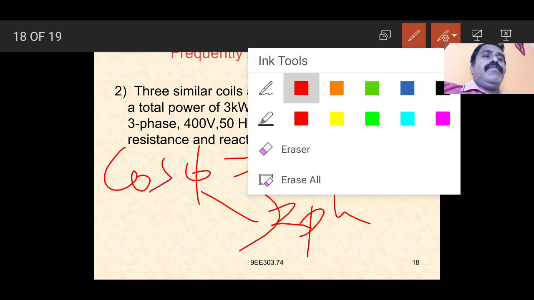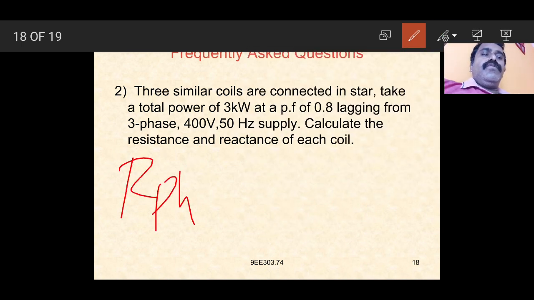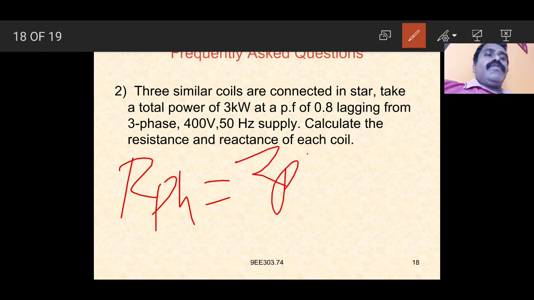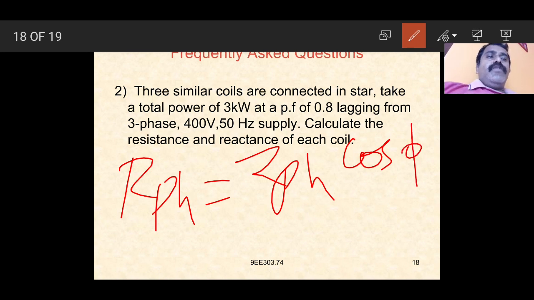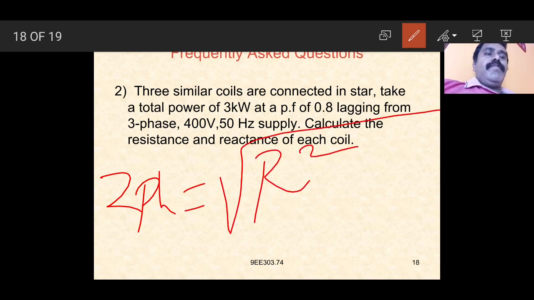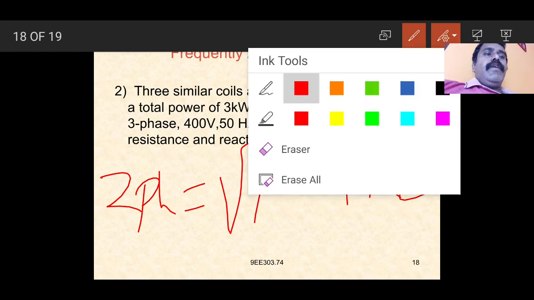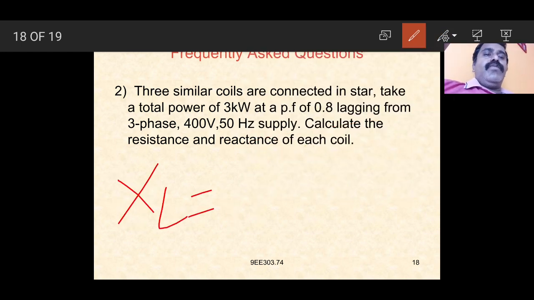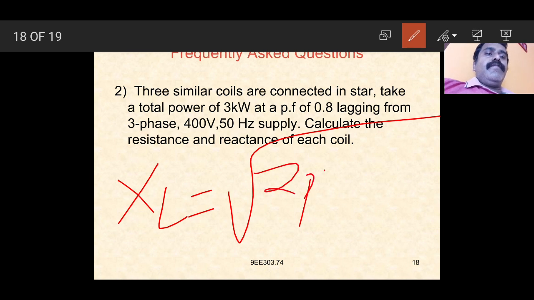R phase is equal to Z phase into cos phi. After finding the R phase, we find XL here. We know Z phase is equal to under root of R square plus XL square. So XL is under root of Z phase square minus R phase square. So we get the value of XL.